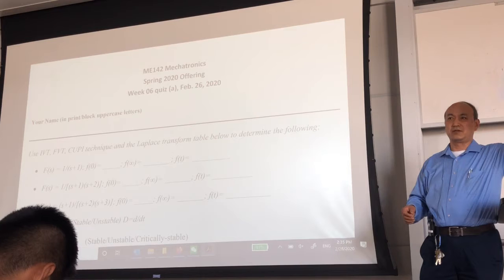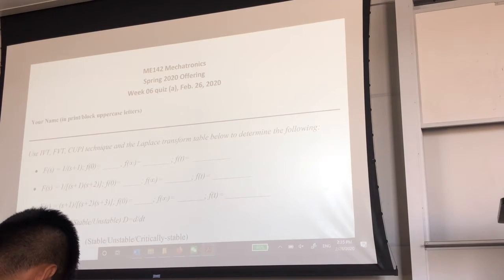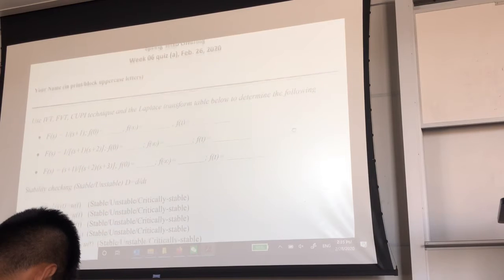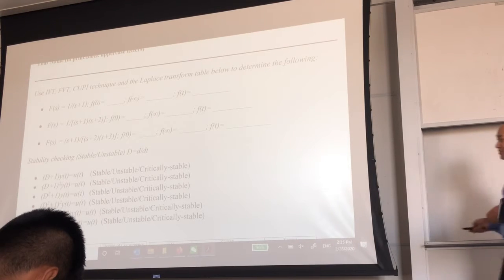Do you need more copies? Okay, so for the quiz, basically we have some magic words in here. Can you see IVT, FVT, final value theorem, initial value theorem?